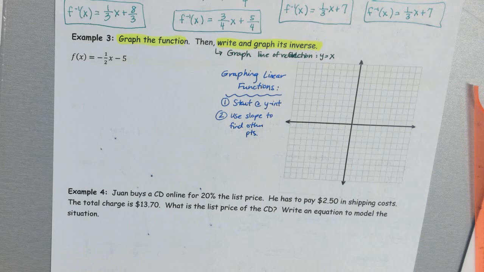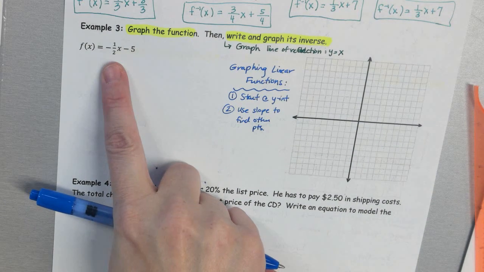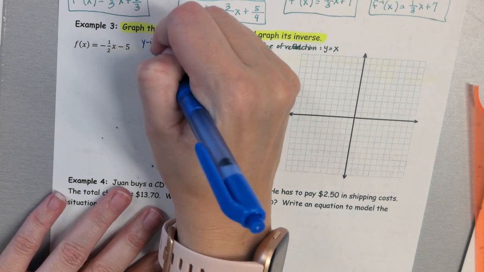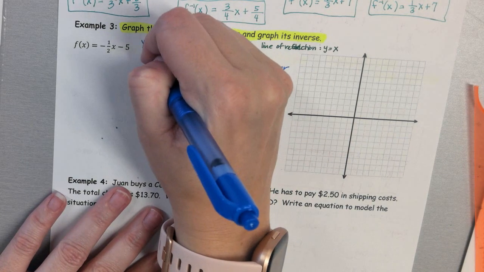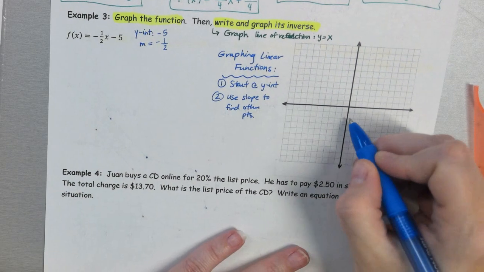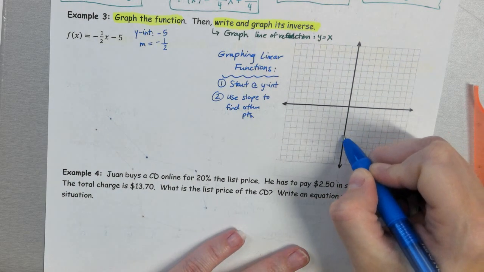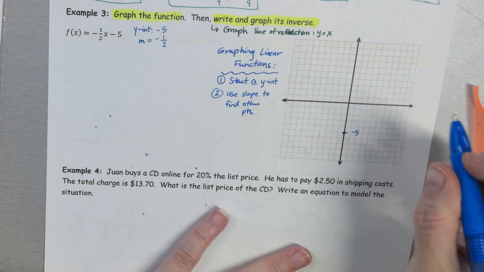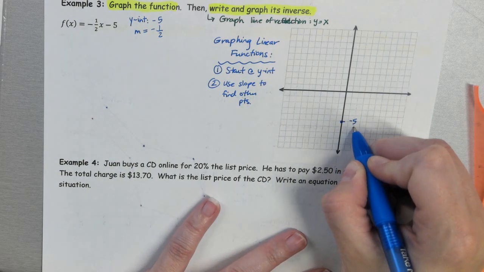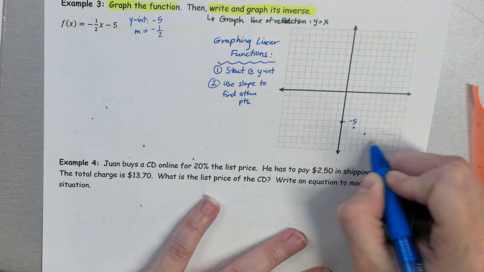So let's go ahead and graph this. So I have the y-intercept is -5. And then the slope is -1/2. So 1, 2, 3, 4. This is -5. And then I want you to span the graph. So we're going to go down 1 over 2, down 1 over 2.